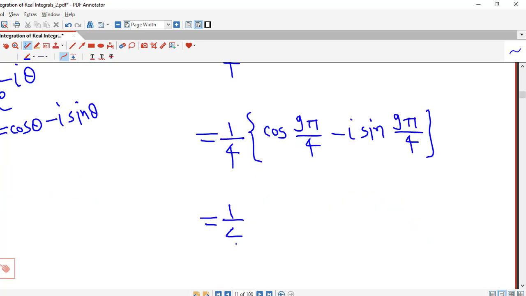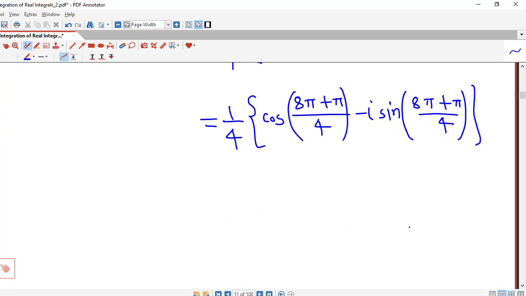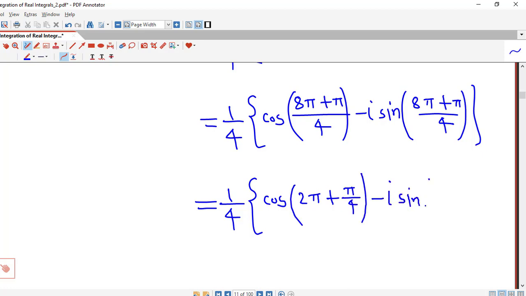Now I can rewrite 9 pi by 4. 9 pi can be written as 8 pi plus pi divided by 4, minus i sin of (8 pi plus pi) divided by 4. So we have to simplify all these things. If we divide 8 pi by 4, we have 2 pi plus pi by 4. So the angle is in the first quadrant, 2 pi plus pi by 4.